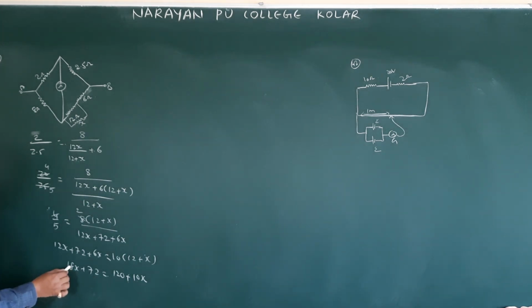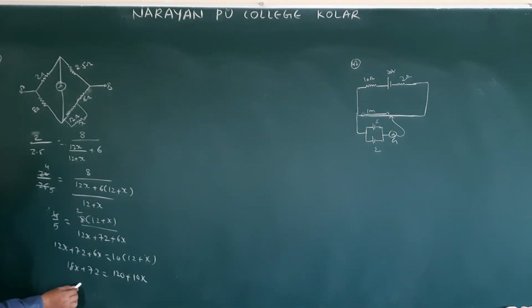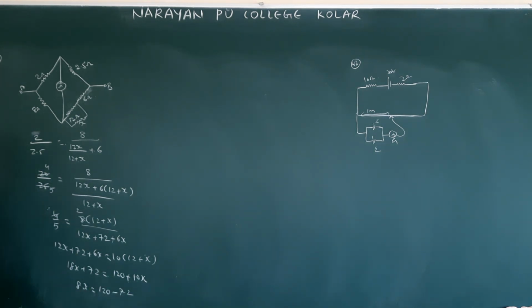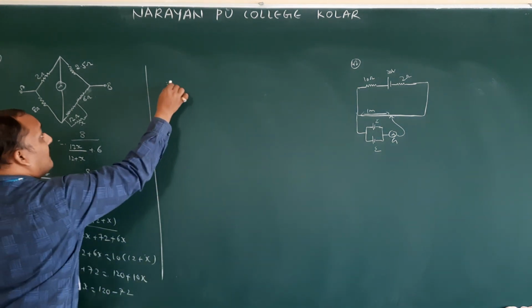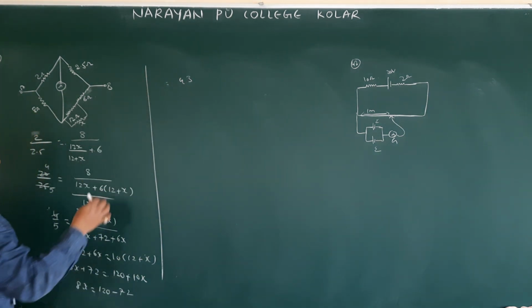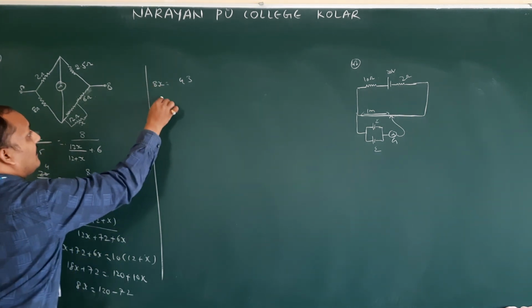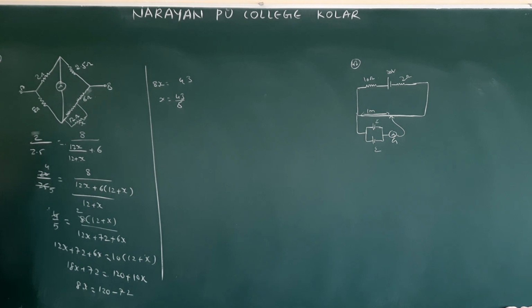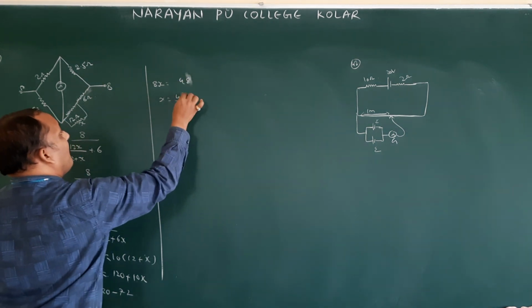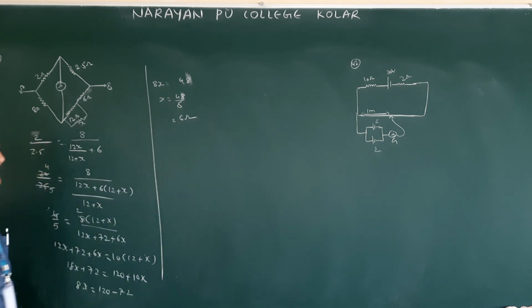This 10x bring this side. 18 minus 10 is 8x is equal to 120 minus 72. So 120 minus 72 you can do, that is 48. So x is equal to 48 by 8. So x is 6 ohms. So option 3 is correct.